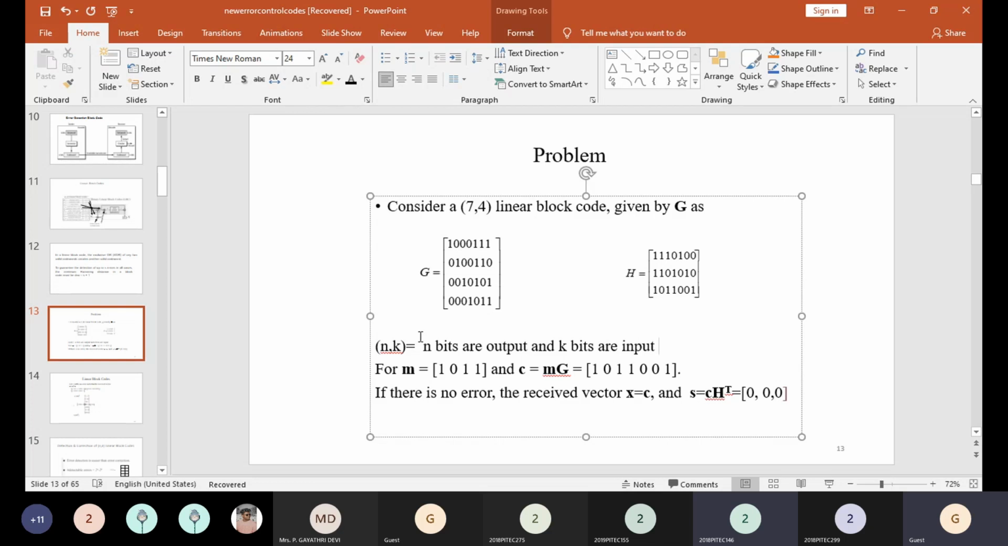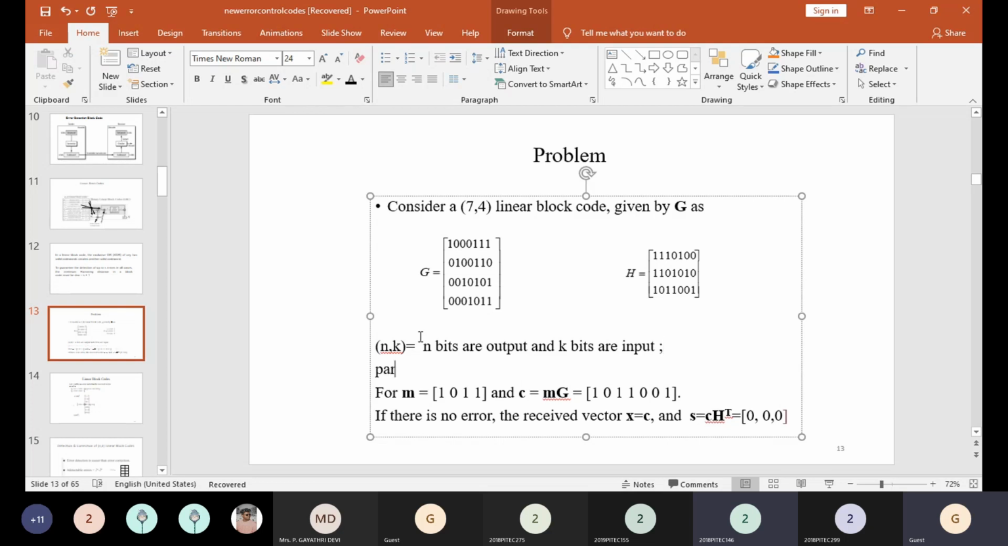And if you want to know what the parity bits are, the number of parity bits is m equal to n minus k. For instance, here the number of output bits is 7. This n comma k is, as given in the problem, 7 comma 4.